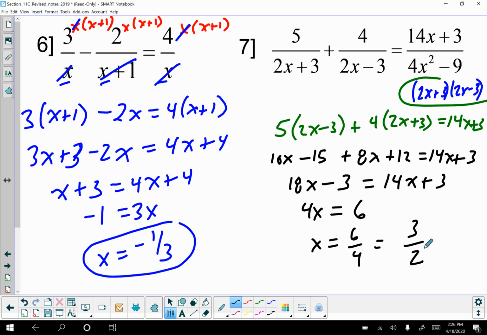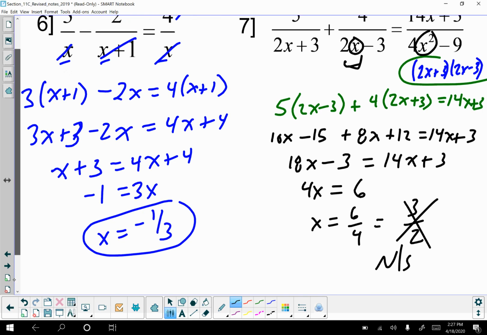And if I take 3 over 2 and I plug it in right here, don't I get 3 minus 3, which becomes 0? So this is not a solution, so we actually have no solution to this. If I plug 3 over 2 back in on this one right here, or on this one right here, I'm going to wind up getting 0 in the denominator.